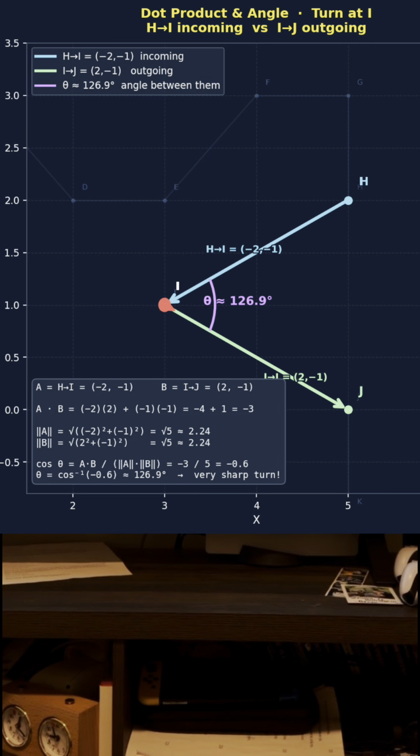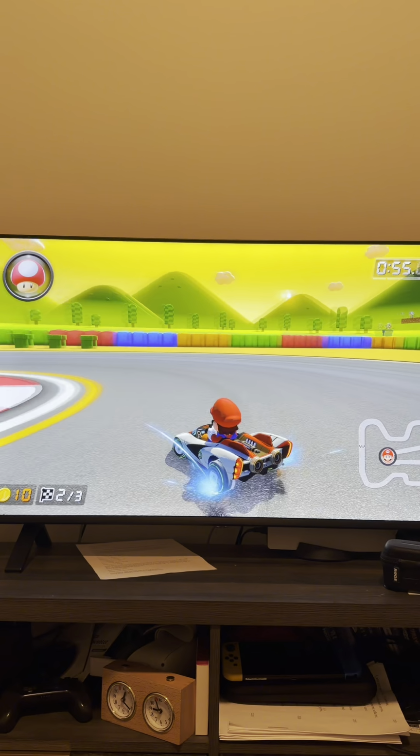And lastly, we take the inverse of that cosine, which will give us an angle of about 126.9 degrees. That is a very sharp turn, and Mario took it with style.